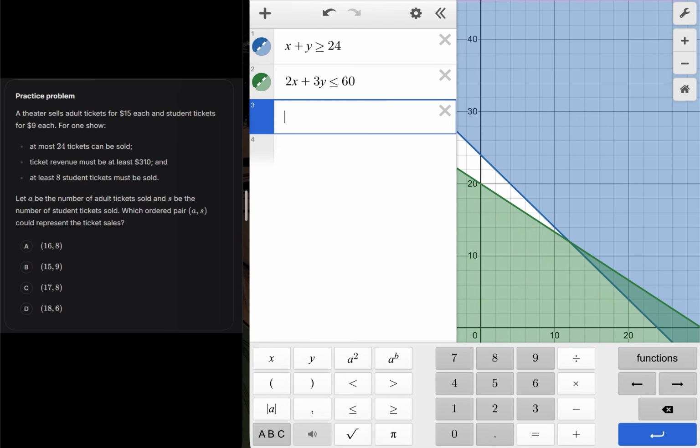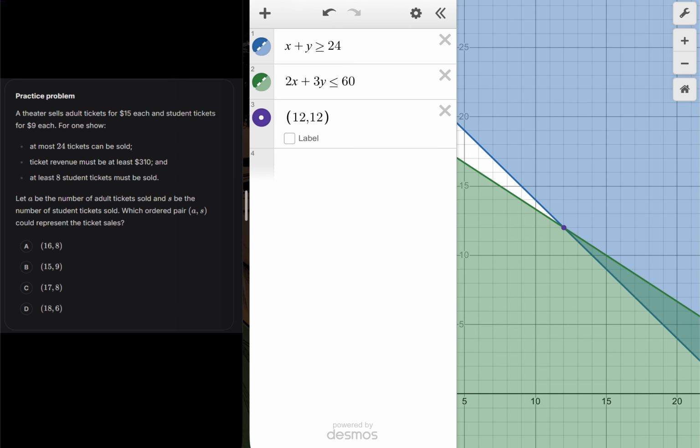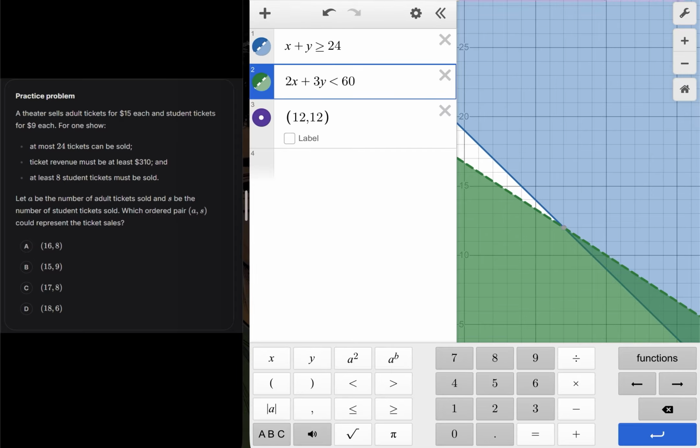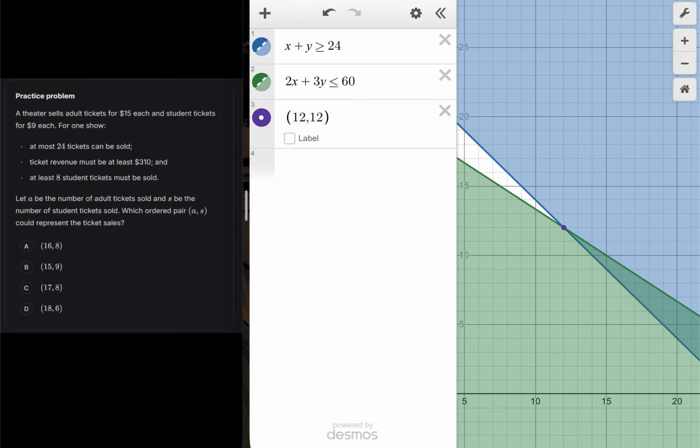Well, one of them is actually going to be 12 comma 12, right? Because you'll notice that 12 comma 12 lies on the boundary lines of both of these inequalities. And in this case, equality is allowed, right? So every time you have that solid line, and you might have different types of lines, for example, this could be a less than, but in this case, it's less than or equal to. So anytime you have those solid lines, it implies that the point can lie on that line. So in this case, 12 comma 12 is a valid answer.